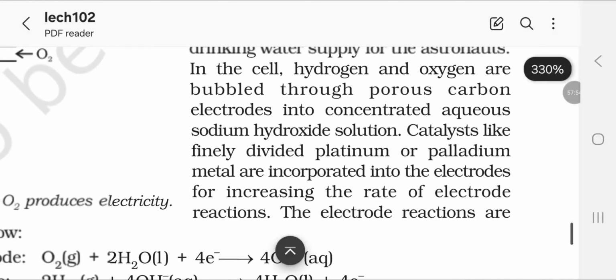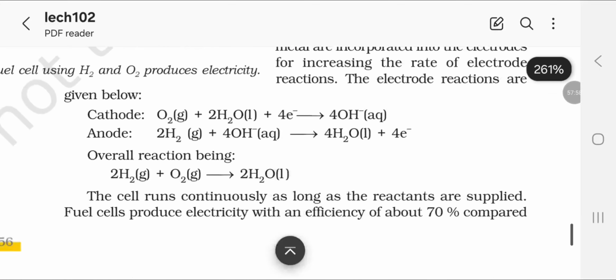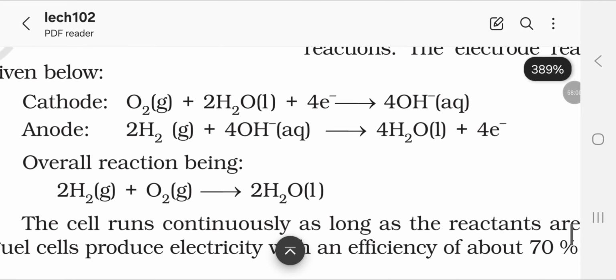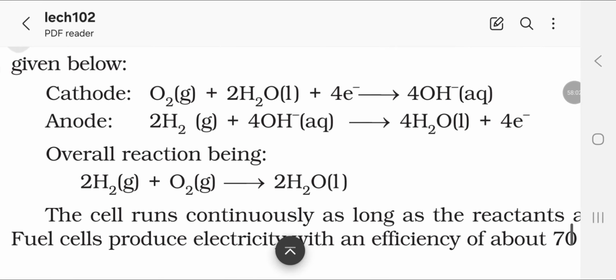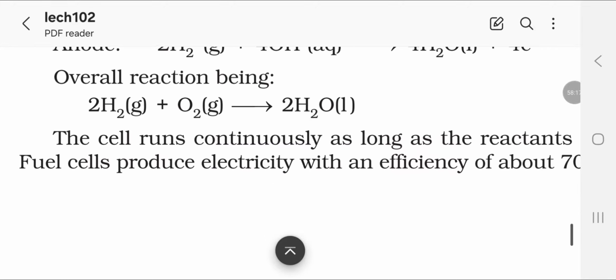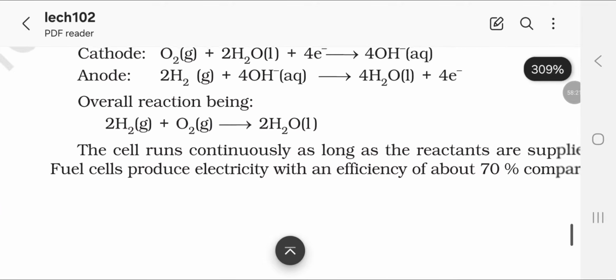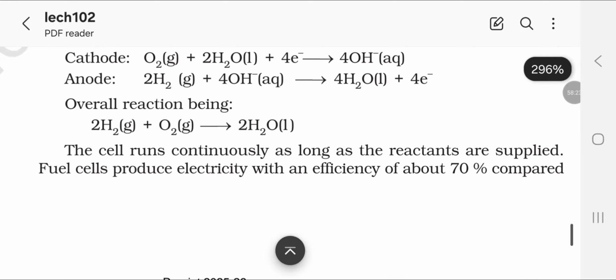The electrode reactions are given below. At cathode, O2(g) + 2H2O + 4e- gives 4OH-(aq). At anode, 2H2(g) + 4OH-(aq) gives 4H2O(l) + 4e-. The overall reaction being 2H2(g) + O2(g) gives 2H2O. The cell runs continuously as long as the reactants are supplied.